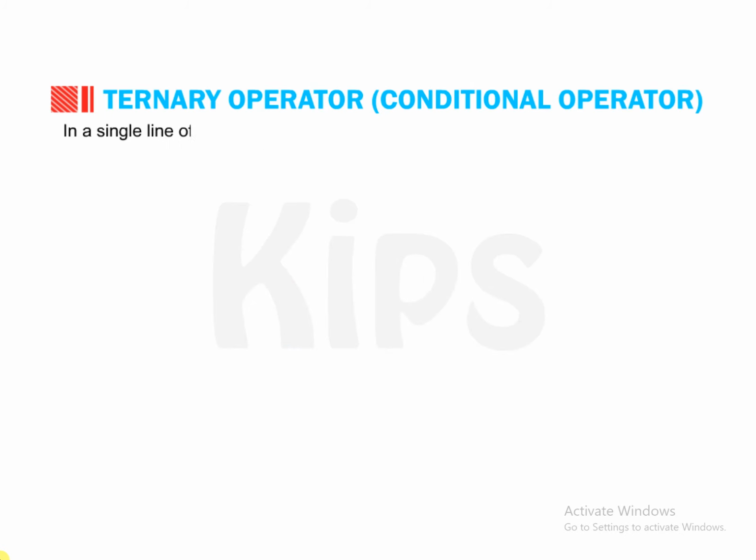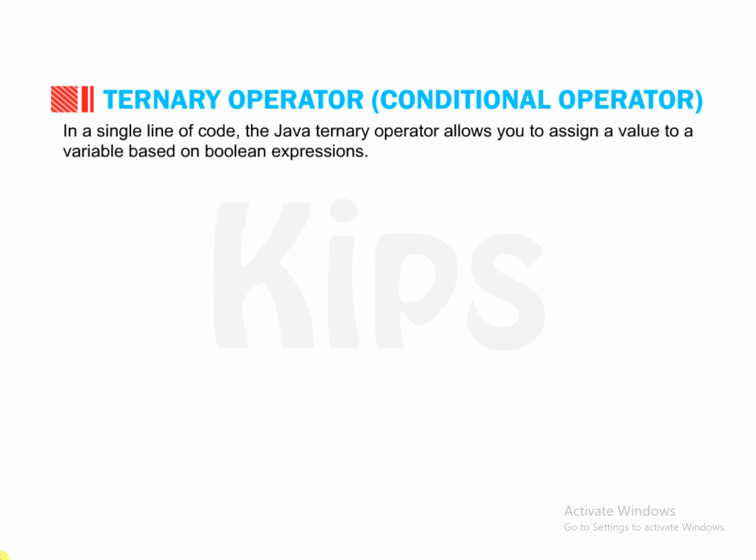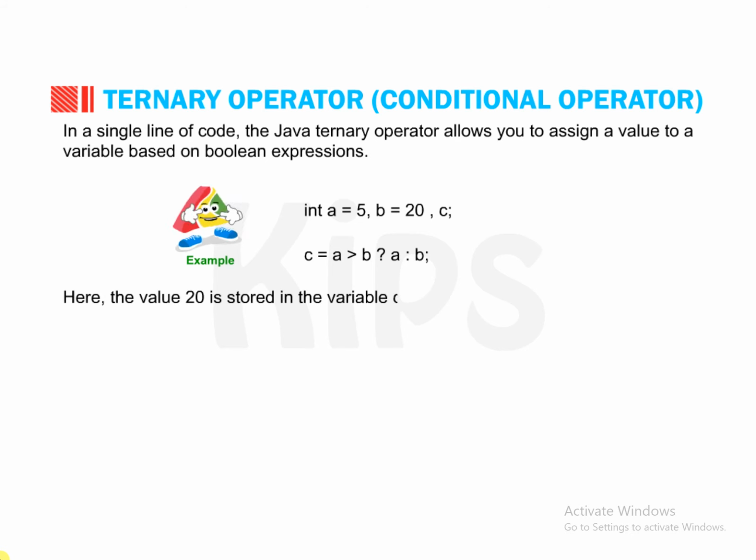In a single line of code, the Java ternary operator allows you to assign a value to a variable based on Boolean expressions. For example, int a = 5, b = 20, c; c = a > b ? a : b; Here the value 20 is stored in the variable c as the test expression a is greater than b is false.